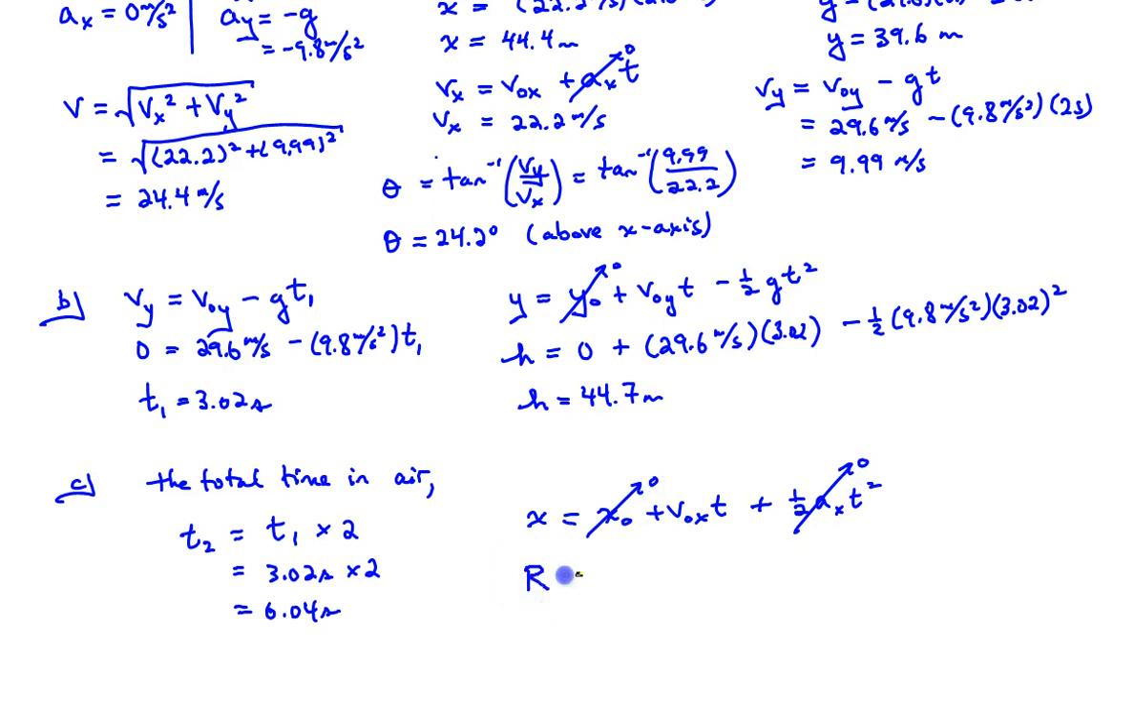So R, which is the range symbol, is equal to the horizontal speed, which was given as 22 meters per second, if you recall, and that multiplied by 6.04 seconds. And we'll finally get a range of 134 meters.